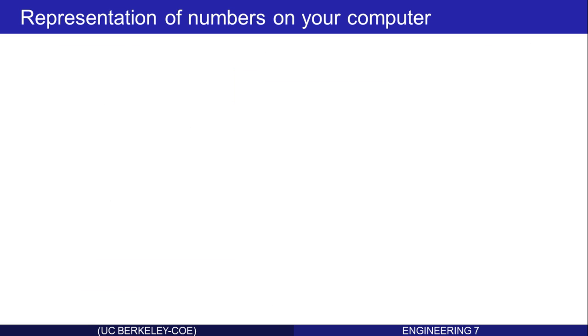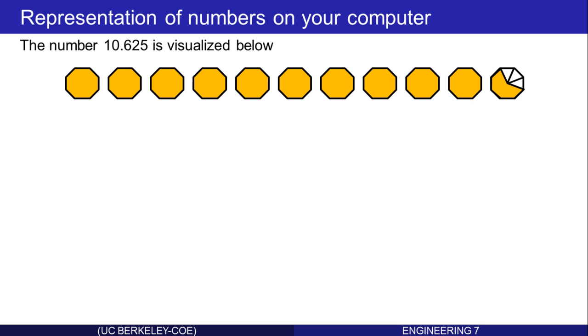Let's think a little bit about the representation of numbers on your computer. They're actually represented in several ways. Let's talk about the number 10.625. There's a visualization of it. I've got 10 and 5/8.